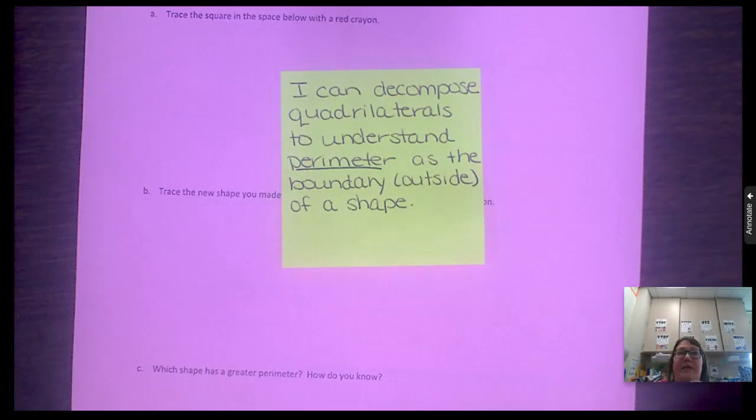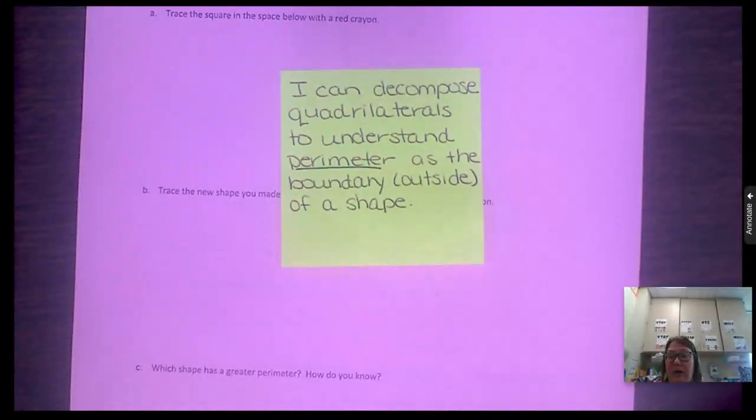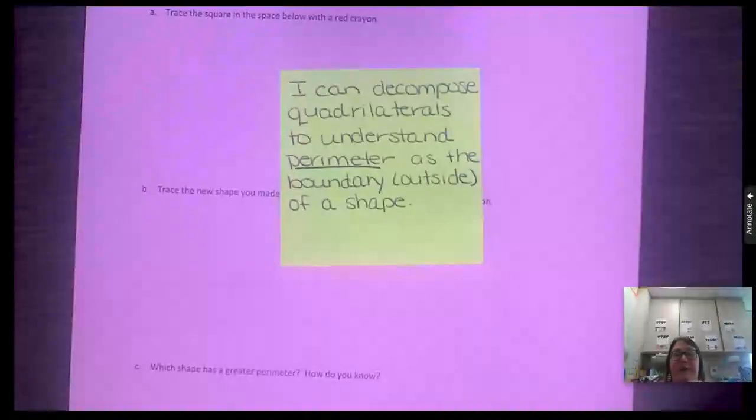If we wanted to find the perimeter of your bedroom, we would measure the outside of your bedroom, and then we would add up all the sides. We could find the perimeter of your door, right? We could measure each side, the four sides of the door, and add those all together. So perimeter is the boundary or the outside of a shape.